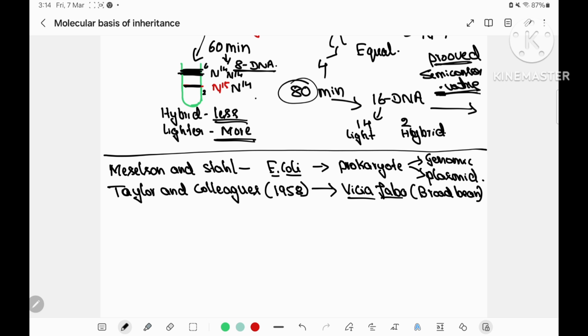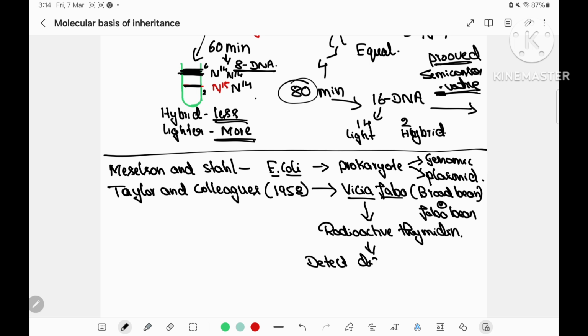Experimentally, a similar kind of experiment like the Meselson and Stahl experiment was conducted, but here they used a plant, Vicia faba, or it is called broad bean or faba bean. To prove this, they used radioactive thymidine, which is a nucleotide. Here they did not use any elements. Here they used a molecule, that is radioactive thymidine, to detect the distribution of DNA in chromosomes.